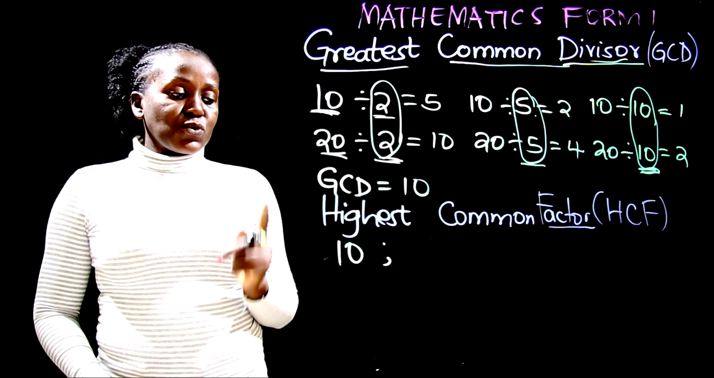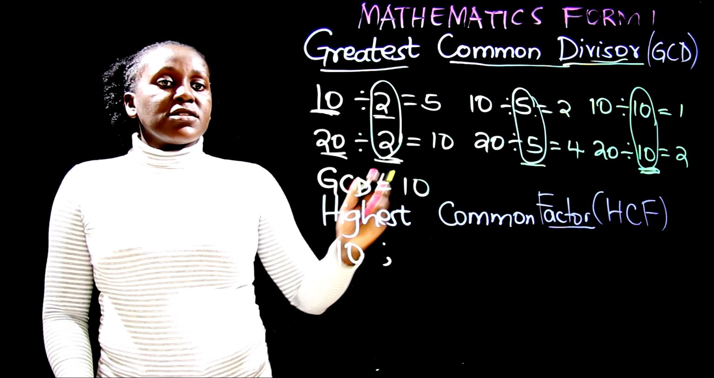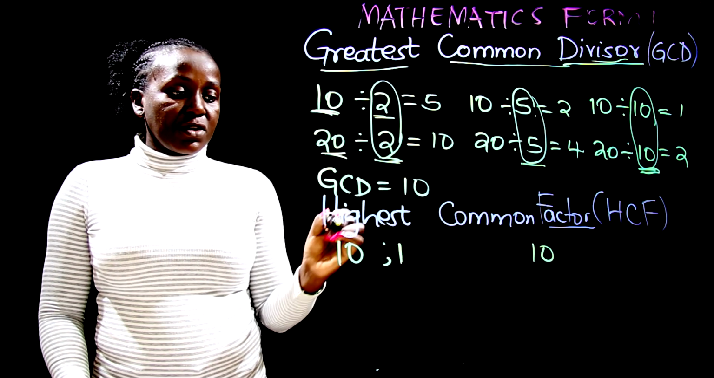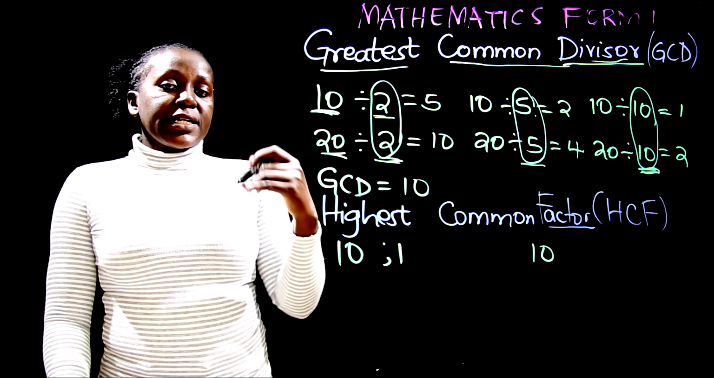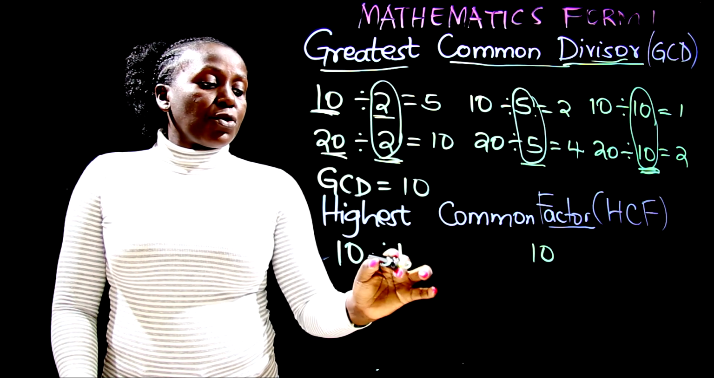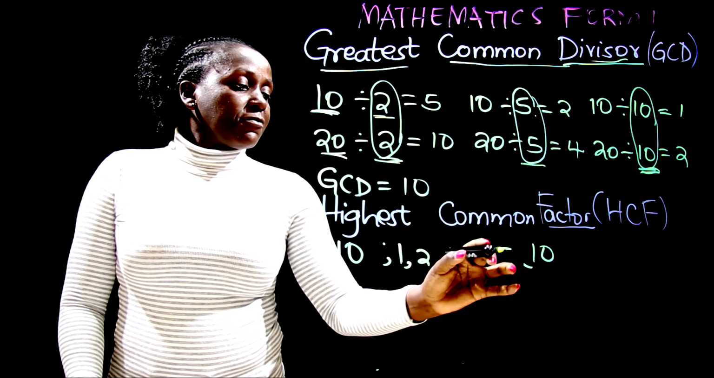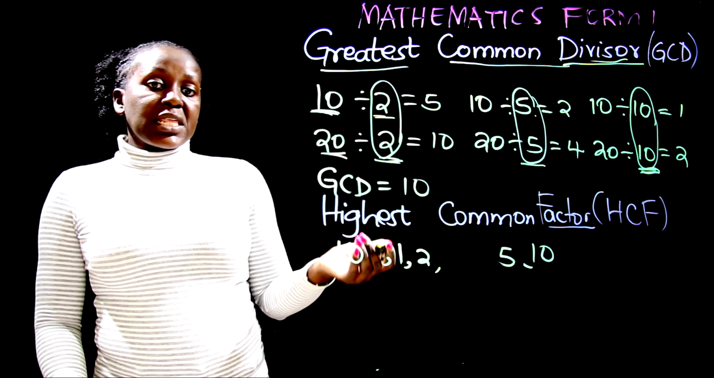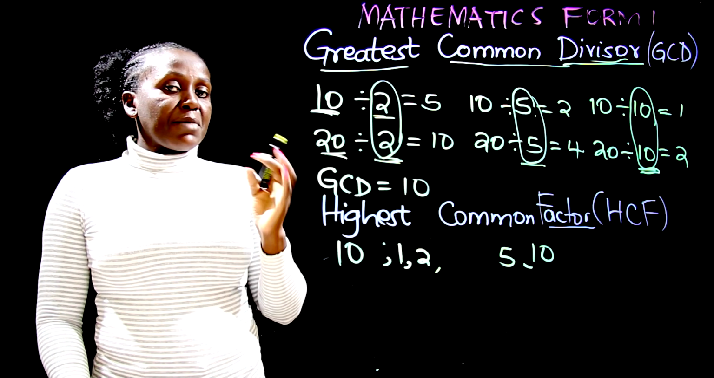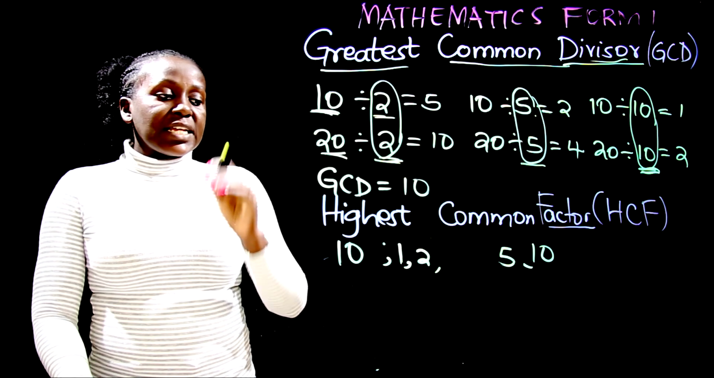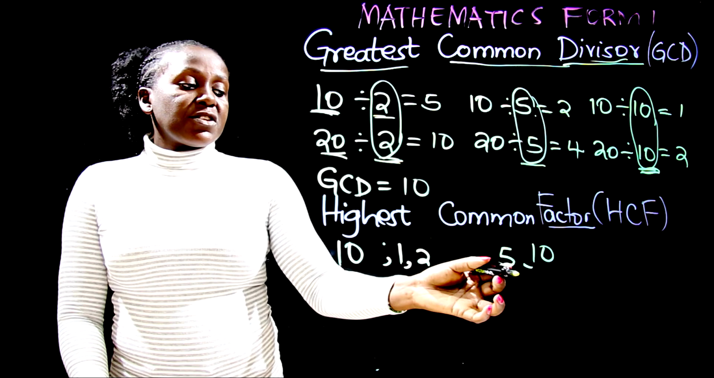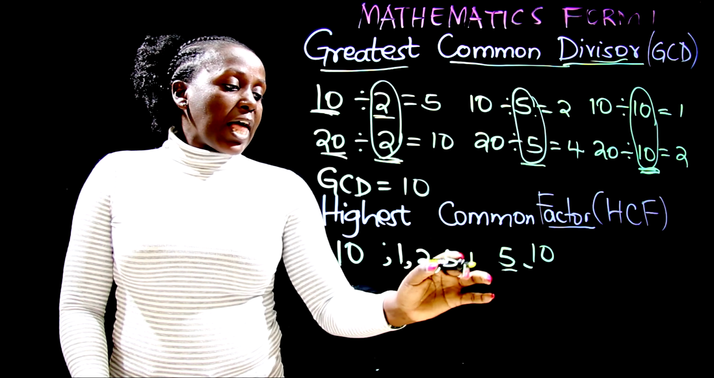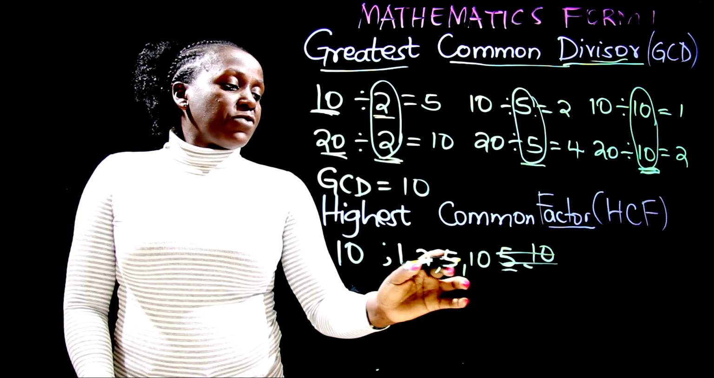So the factors of 10 are, remember we said that you start by dividing 10 using the smallest number, which is 1. So 10 divided by 1 is equal to 10. So both 1 and 10 are factors of 10. The next number is 2. 10 divided by 2 is 5. So both 2 and 5 are factors of 10. Now, is 10 divisible by 3? No. Is 10 divisible by 4? No. Is 10 divisible by 5? Yes. But 5 is already here. So the factors of 10 are actually 1, 2, 5, and then 10. Okay? 1, 2, 5, and 10.